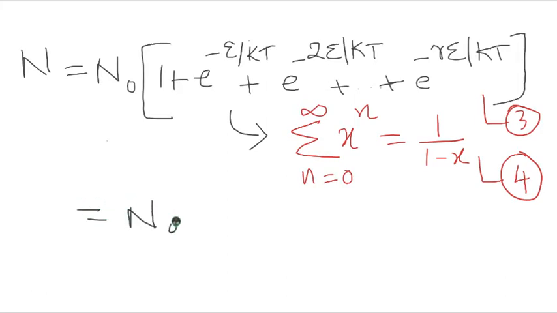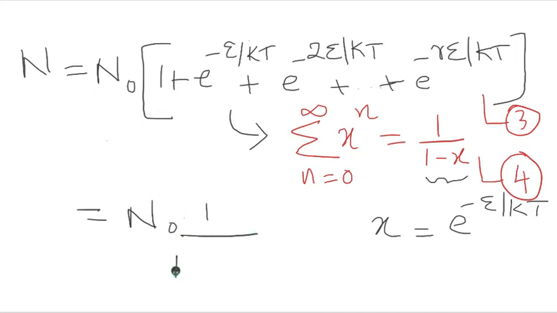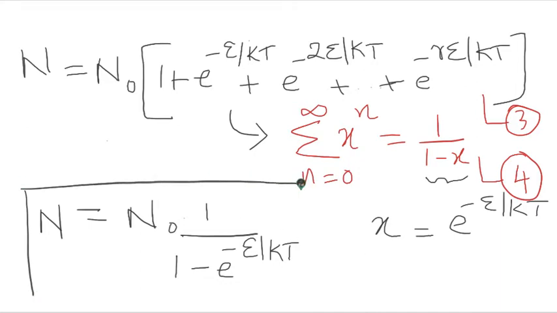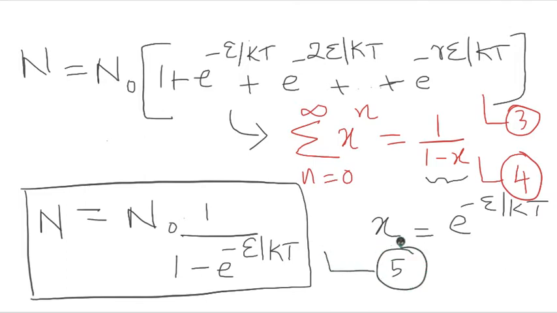N0 into ഈ ബ്രാക്കറ്റിലുള്ള ടേമിന് പകരം നമുക്ക് ഈ സമ്മേഷൻ കൊടുക്കാം. സമ്മേഷൻ്റെ ഫൈനൽ ആൻസർ ഇസ് 1 by 1 minus x. So x here stands for, എക്സ് എന്ന് പറയുന്നത് എന്താണ് ഇവിടെ, e raised to minus epsilon by kT is the x. Okay, so we can write N0 into 1 by 1 minus x, so into 1 by 1 minus e raised to minus epsilon by kT. So N is equal to N0 by 1 minus e raised to minus epsilon by kT is the formula that we get for the total number of oscillators after applying the Maxwell's distribution formula.